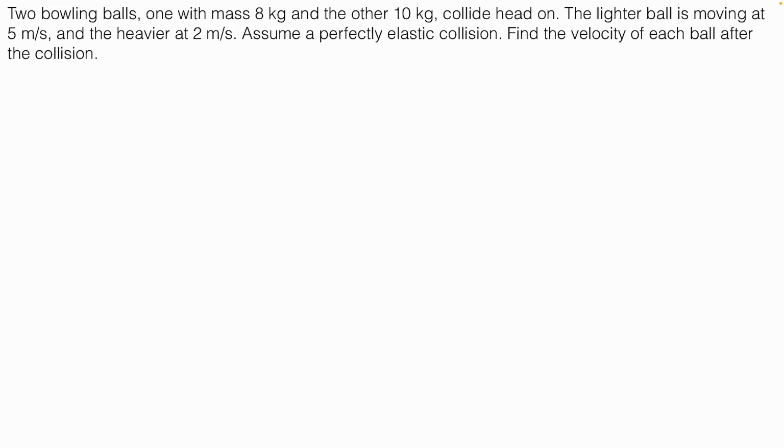Okay, so two bowling balls. We've got to visualize. Bowling ball number 1 is 8 kilograms. They're colliding head on with each other. It doesn't really matter which one I put moving left or right. This will all work out. Now notice they said the lighter one is moving at 5 and the heavier at 2. What are they trying to trick us with? If they're going to collide head on and this one's moving at 5, what do we have to put down for this one?